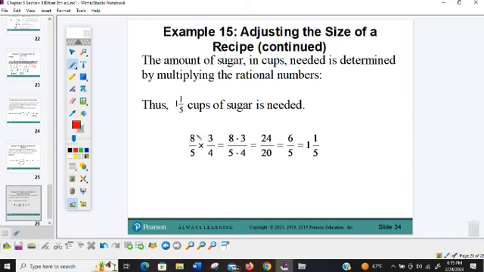Okay, so 8 times 3 is 24. 5 times 4 is 20. Now this will reduce. 4 goes into both of those. That reduces to 6/5. And 6/5 as a mixed number is 1 1/5. So you need 1 1/5 cups of sugar.